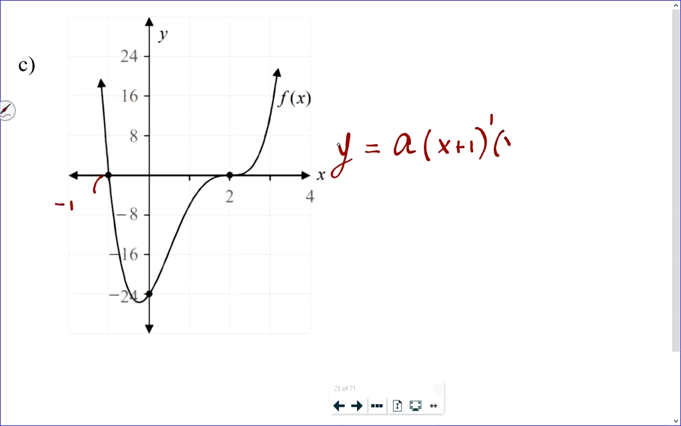On the other hand, we have a factor of x minus 2 because this x-intercept is positive 2. x minus 2 has a 0 of positive 2. And this will be degree 3 because the shape of the function as it passes through that x-intercept is inflected. There's an inflection point. So now we just have to find a. Again, what you can do in this particular case is use the y-intercept.